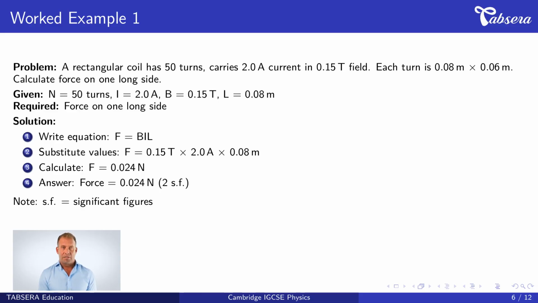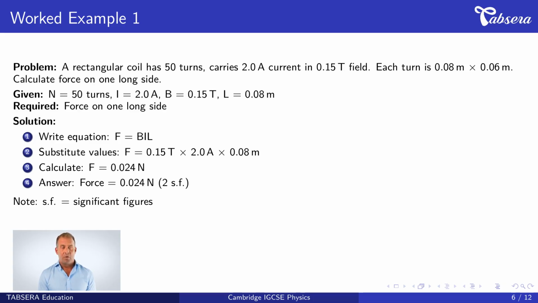Let's work through our first example. The problem states, a rectangular coil has 50 turns, carries 2.0 amperes current in a 0.15 Tesla magnetic field. Each turn measures 0.08 meters by 0.06 meters. Calculate the force on one long side. We are given N equals 50 turns, I equals 2.0 amperes, B equals 0.15 Tesla, and L equals 0.08 meters for the long side. We need to find the force on one long side.